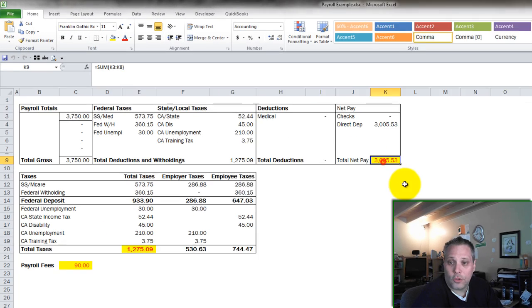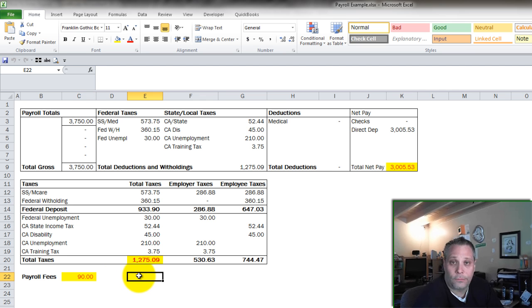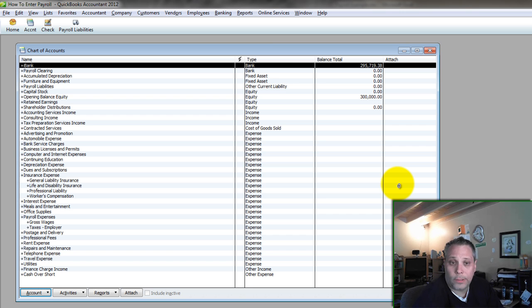So the bottom line is I've got two checks, two payments to record when I'm doing it in summary format. I've got to do the net pay and I've got to do the taxes. Forget about the fees. That's a separate payment and it goes to the payroll fees expense. I'm not even going to bother with that. That's so simple. So let's go to QuickBooks and let's write a check.